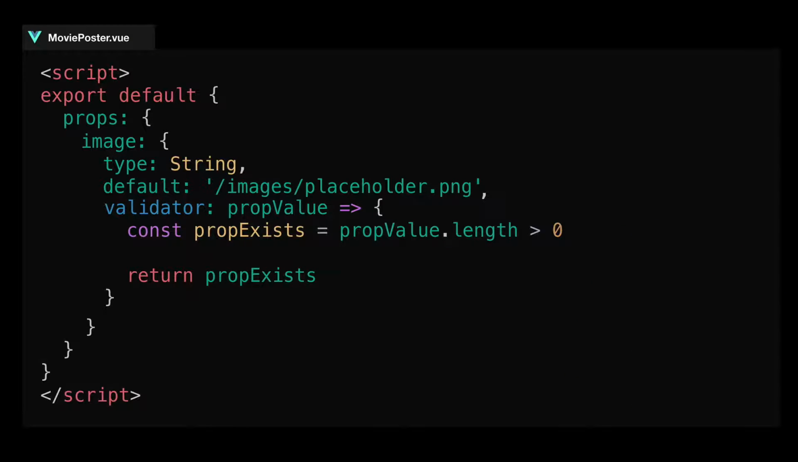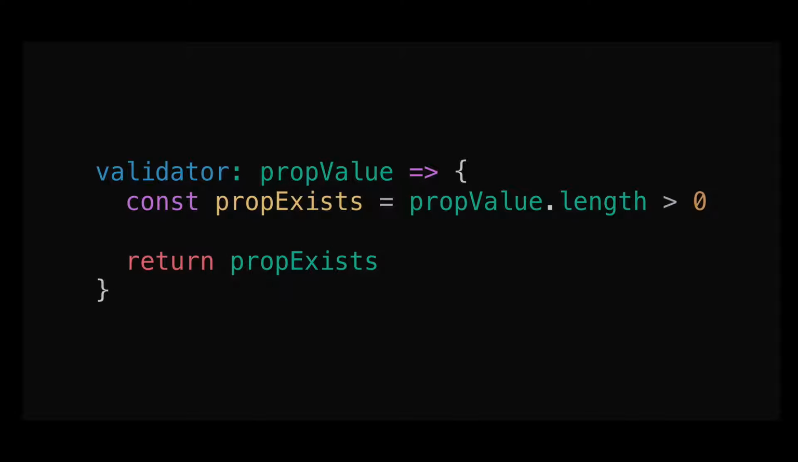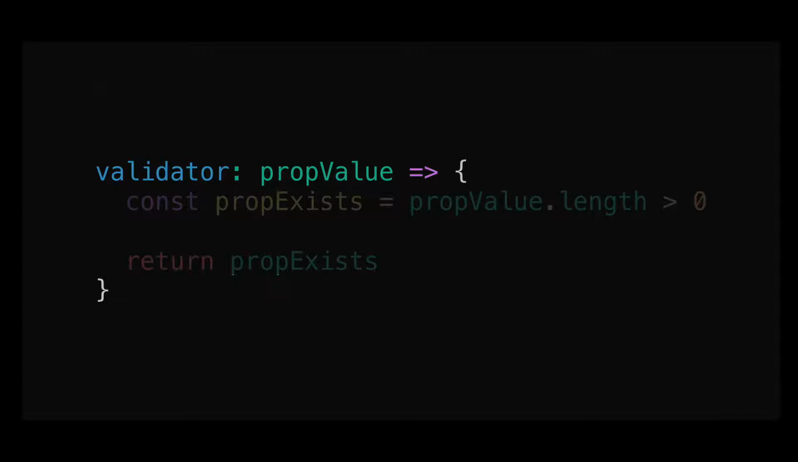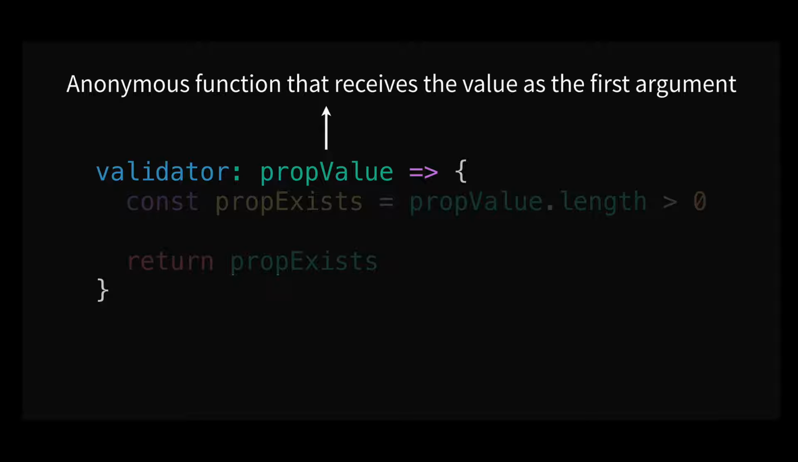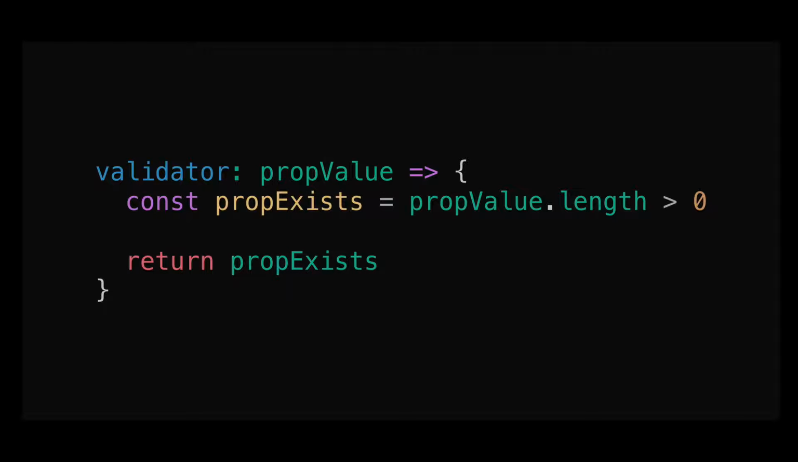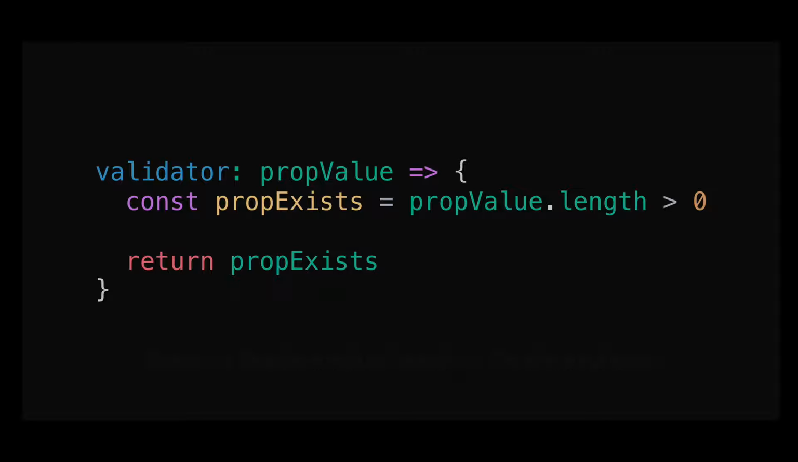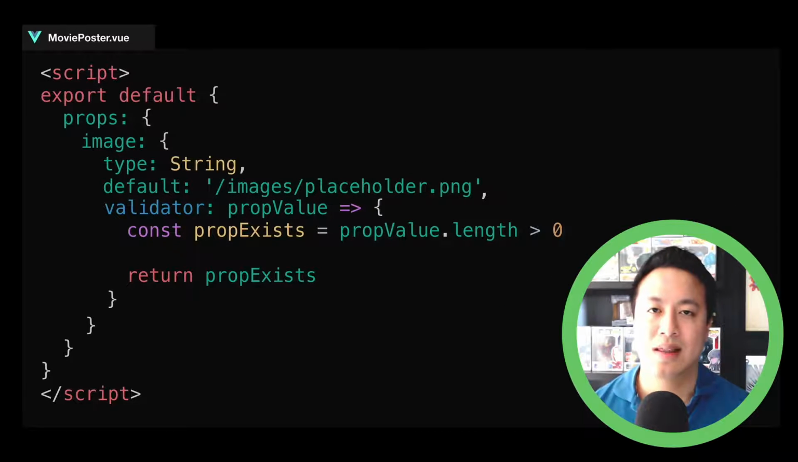Prop validators can be broken up into simple parts. The first part is the validator key that informs Vue that this prop will have custom validation. This property takes an anonymous function that receives the value of the prop as the first argument. The final piece of a validator function is to return a Boolean value based on your desired logic. So for this example, this prop simply checks the length of the string to make sure that it's greater than 0. Now that we know how validators work, let's go ahead and implement these requirements.